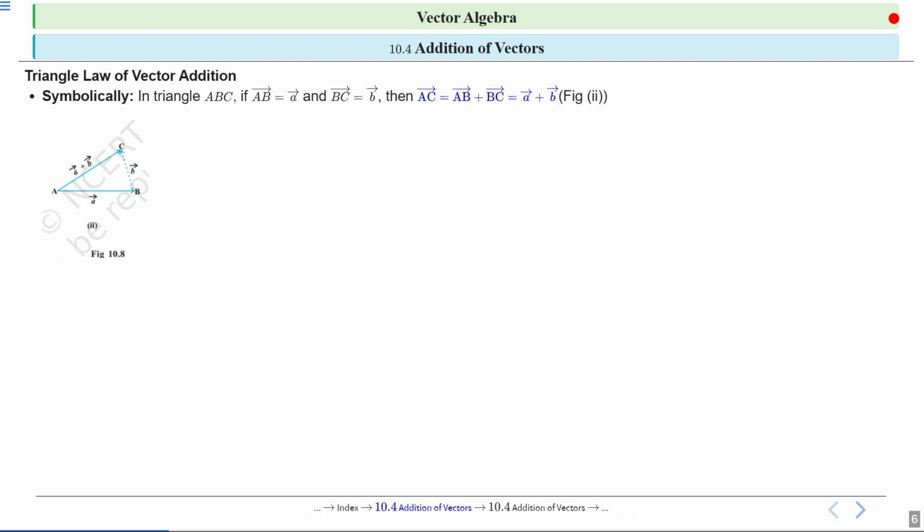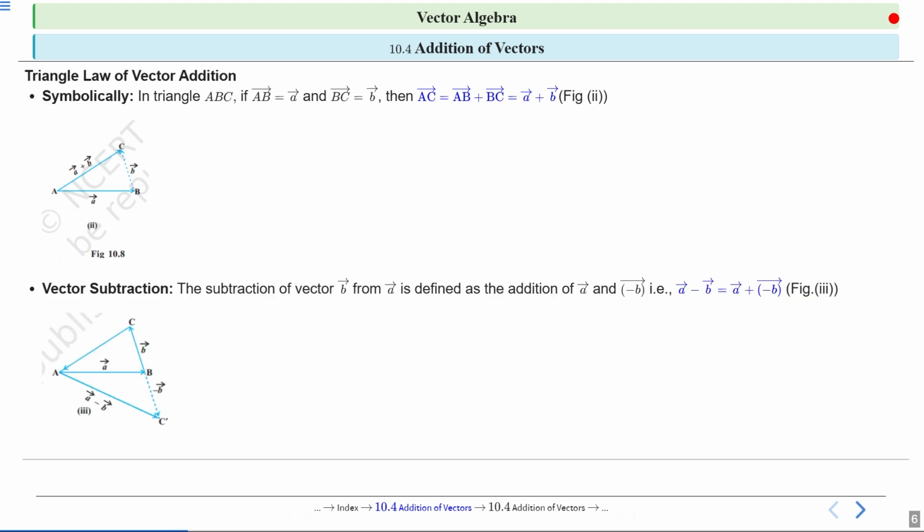Symbolically, in triangle ABC, if AB vector is equal to a vector and BC vector is equal to b vector, then AC vector is equal to AB vector plus BC vector, which is a vector plus b vector, right? You can notice how the vectors are added head to tail, forming a triangle. This visual representation helps us see how vectors combine in space.